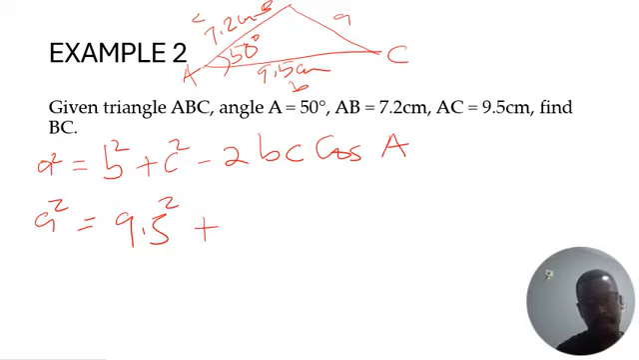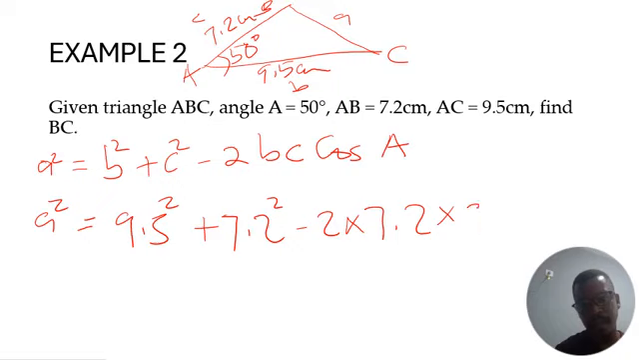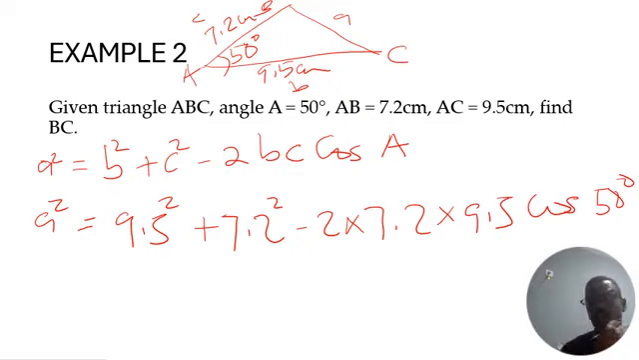Plus 7.2 squared minus 2 times 7.2 times 9.5 cos 50 degrees. I think this is the one that we have already done. So you can simplify that using your calculator.